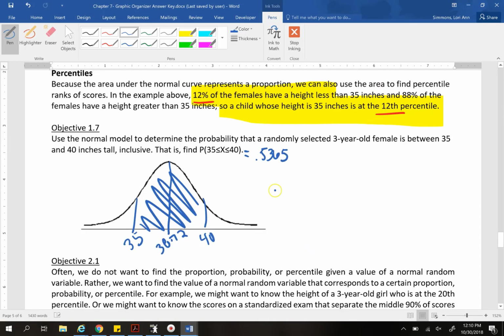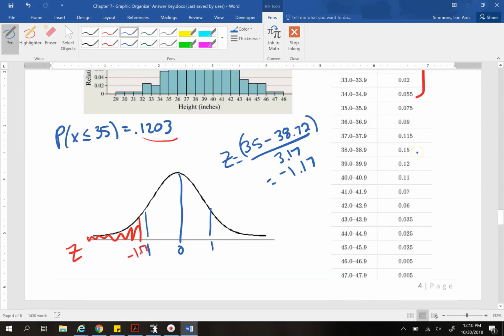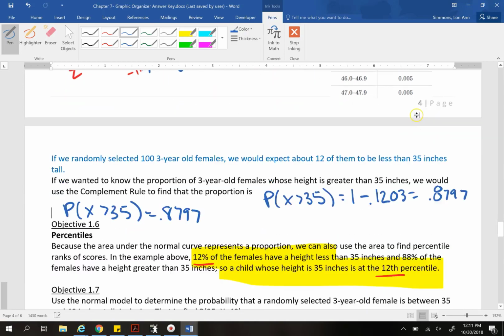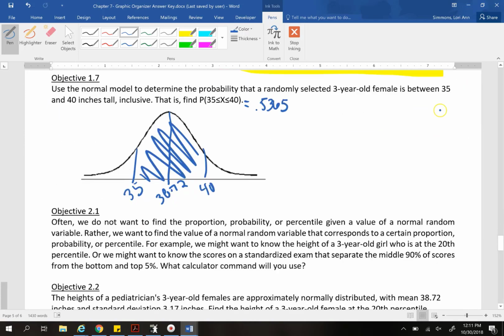Let's go back to the table and verify that this is close to the actual amounts. So between 35 and 40. When you add those up, we get 0.55, and that is very close to the 0.5365 that we received.